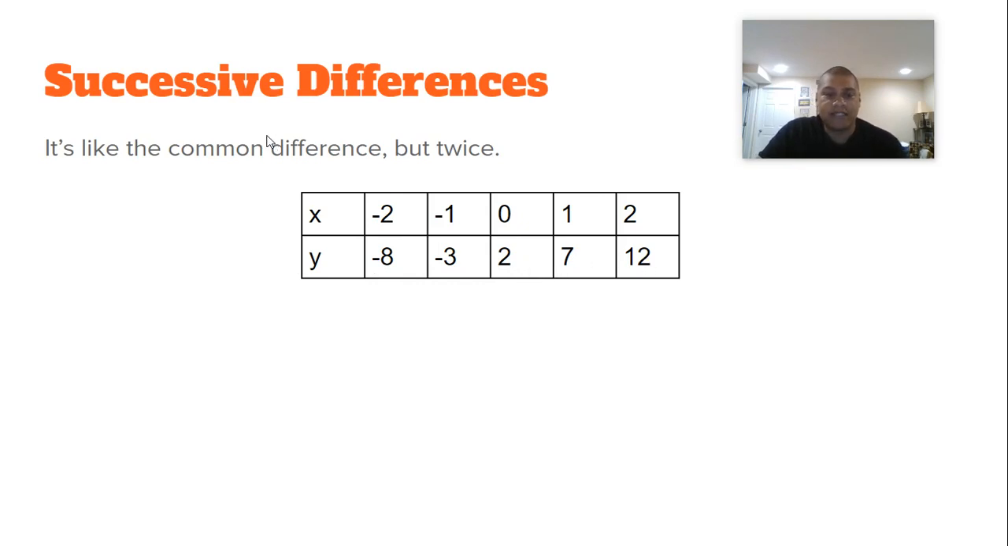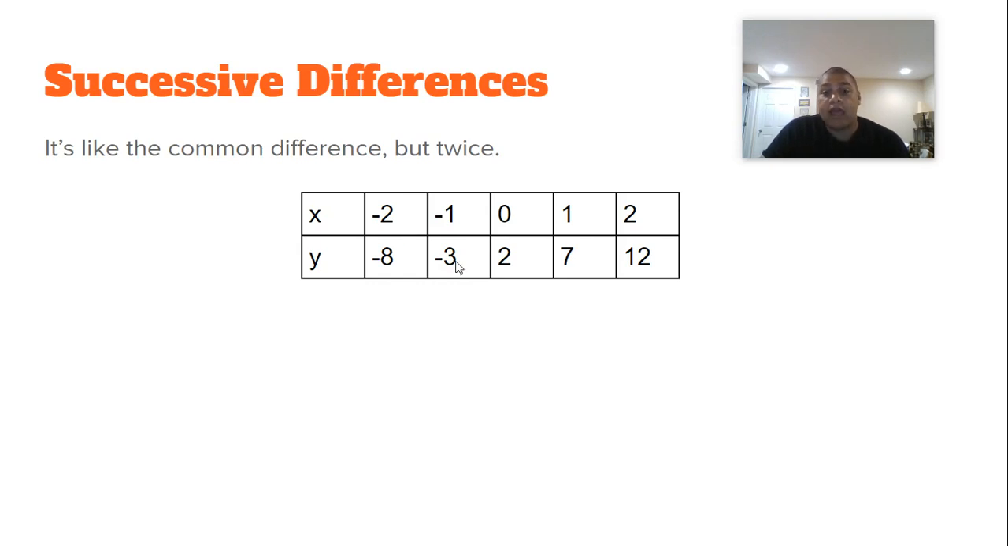And for successive differences, differences is the key word there, we want to figure out what is the common difference between each of these y values. In other words, what am I adding or subtracting between each of these y values to get from one to the next? So like from -8 to -3, how would I get there?